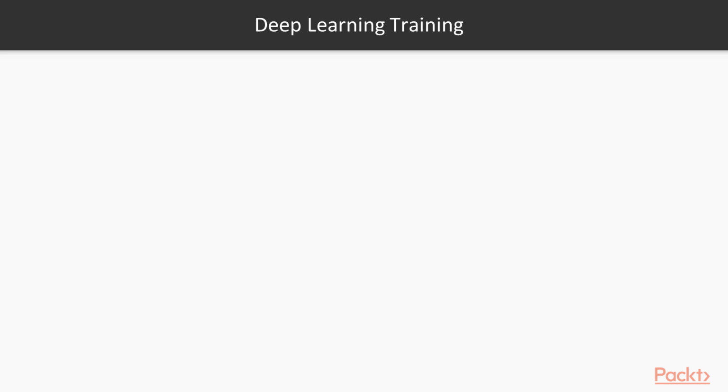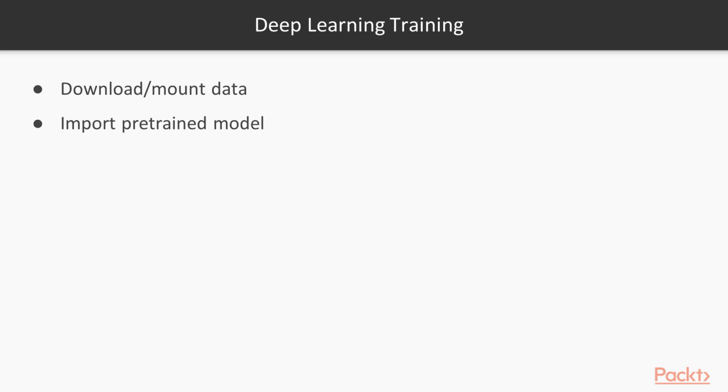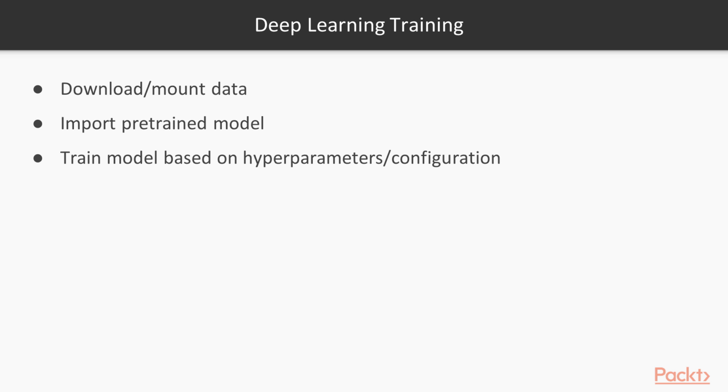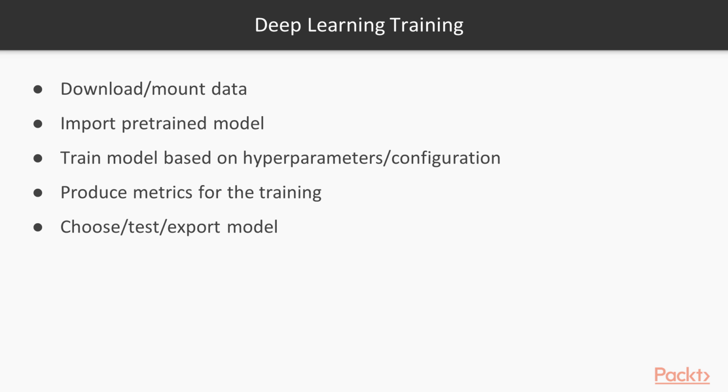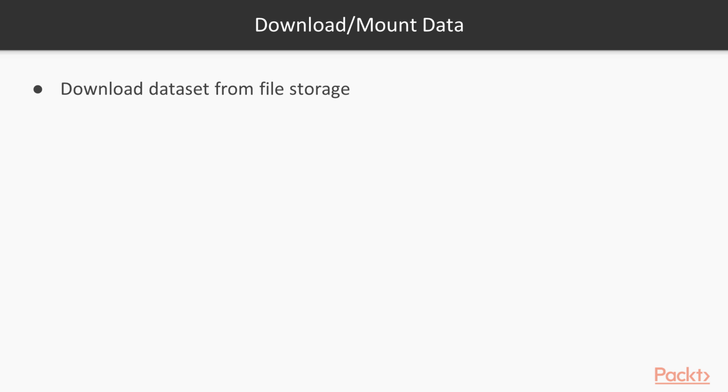A training pipeline usually consists of the following steps: downloading training data or mounting it to the execution container, importing the pre-trained model and setting up model architecture, model training itself, which happens based on input hyperparameters and configuration, producing metrics for the training and generating output for the training, choosing the best model based on metrics, testing it on the dataset, and exporting the model with metadata. Let's take a look at the first step.